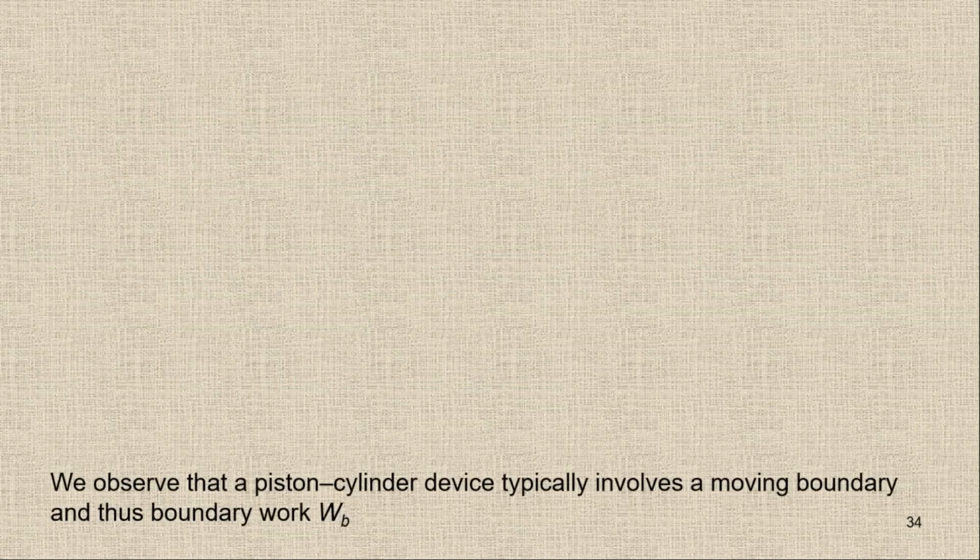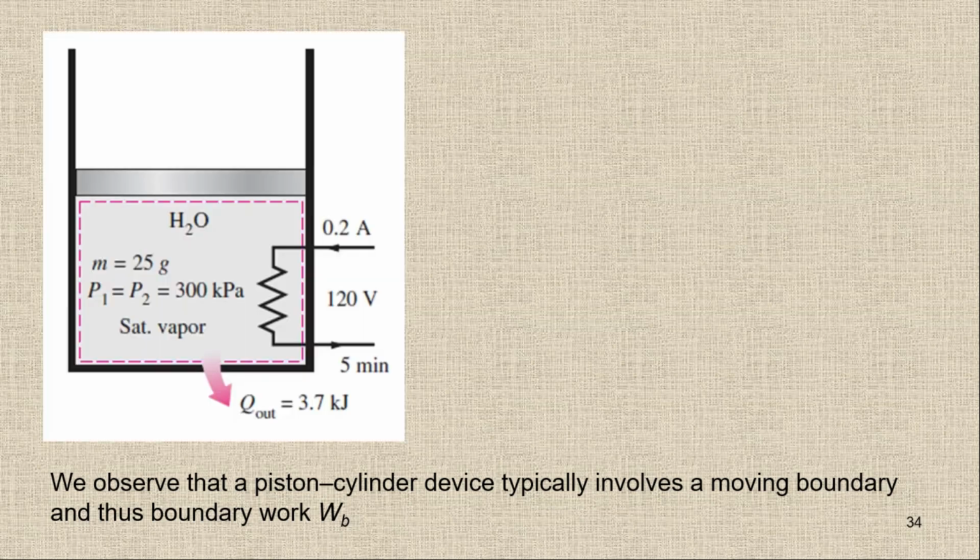Normally, whenever we have a piston cylinder device, it involves a moving boundary, and thus boundary work as well. Because when we have a piston cylinder device and there is a heat transfer, either the piston will go up or go down, and you will get boundary work. So for this question, if I draw the schematic, it will be like this. I have a piston, and this is the cylinder. So I have a piston cylinder device.